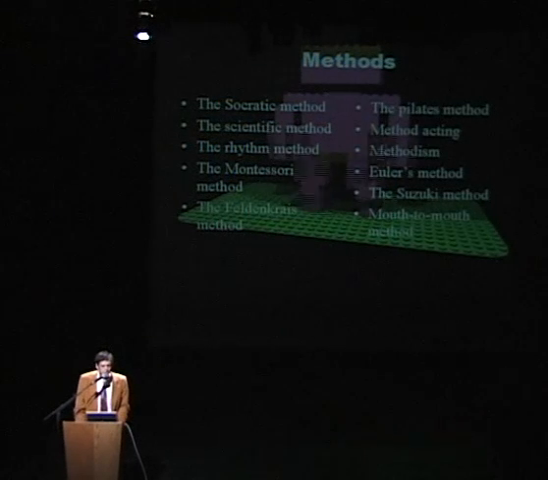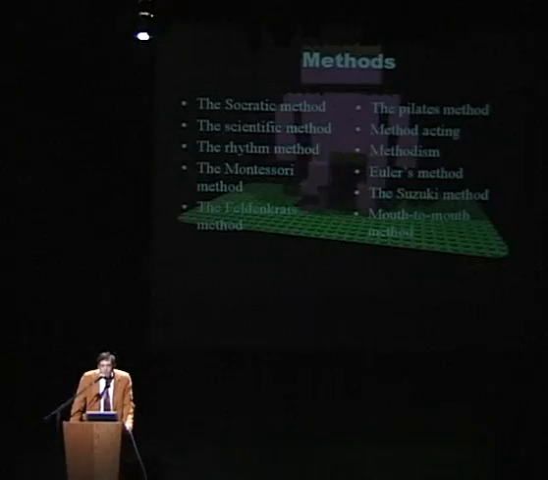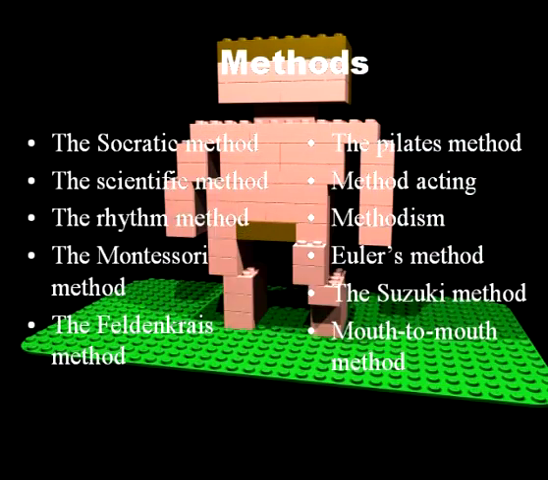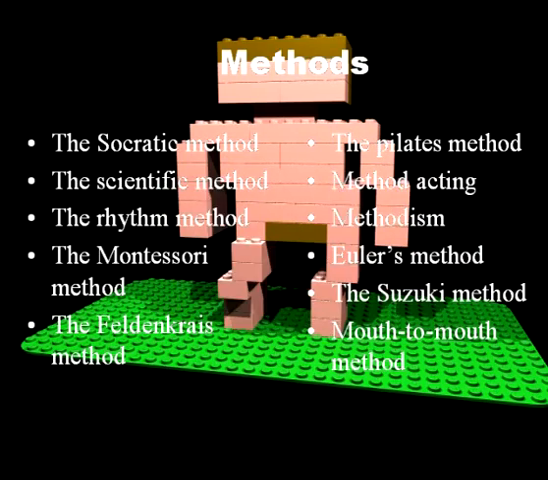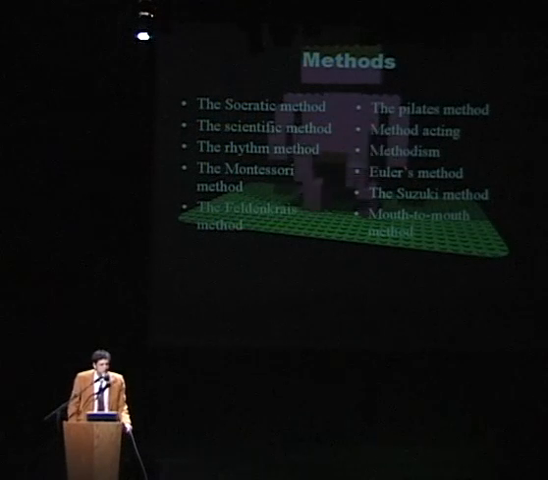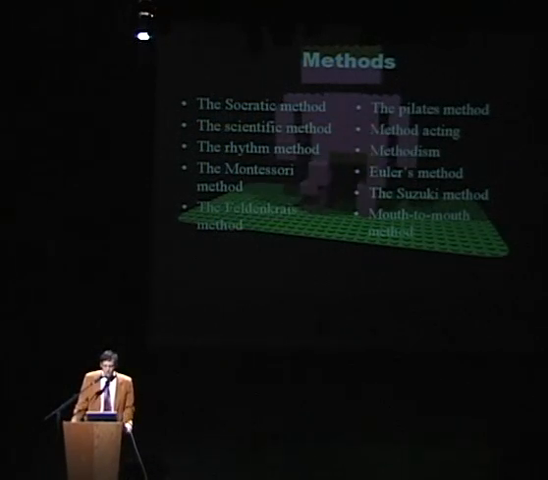So let's talk a little bit about some models that you can think of as methods, like the Socratic method, the scientific method, the rhythm method, the Montessori method, the Feldenkrais method, the Pilates method, method acting, Methodism, Euler's method, the Suzuki method, a musical learning and teaching method, and of course the mouth-to-mouth method of resuscitation.